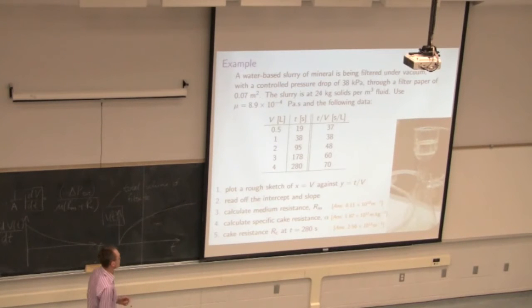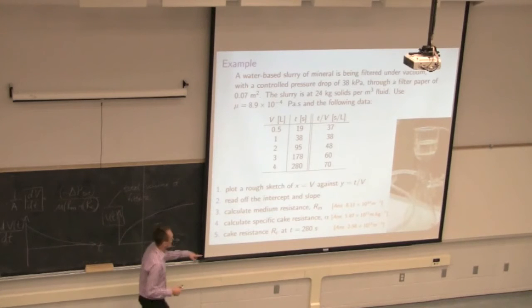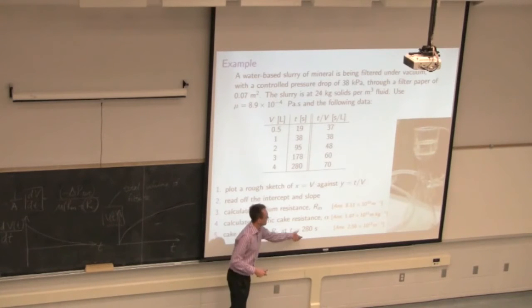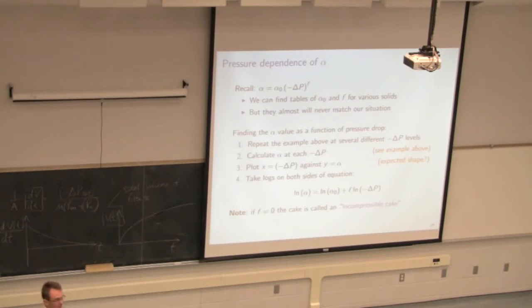Cake resistance, recall we said, changes with time. We expect that, we said that earlier, that it will increase as time progresses. So we have to calculate it at a particular given time, and I've used 280 seconds. Make sure you can repeat those calculations, and again, it's on the spreadsheets on the website. Now let's come back to alpha. So that was a recap of last class.